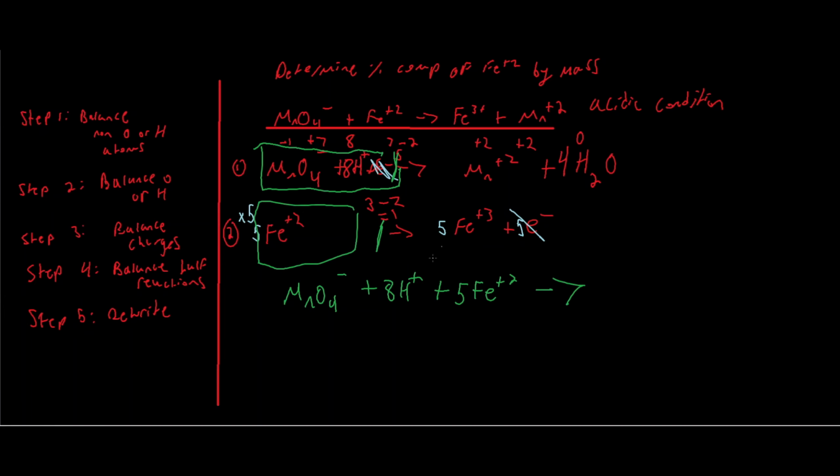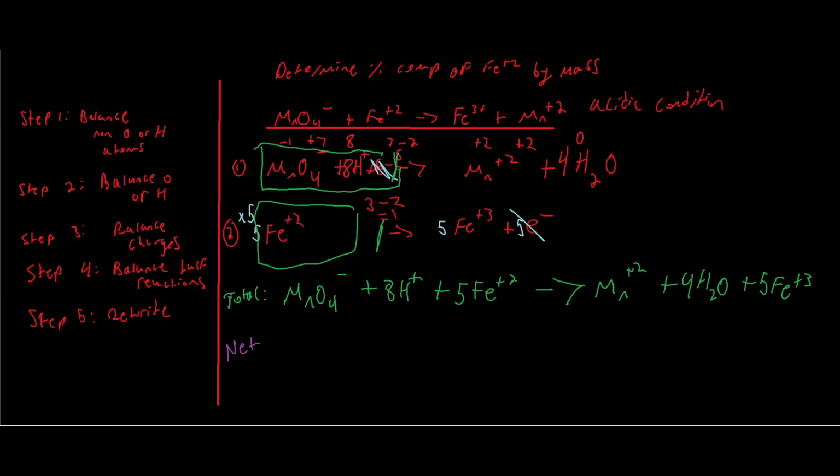And the same goes for the right side. So now that we have rewritten our left side, we are going to also rewrite our right side. So that would become Mn+2 plus 4H2O plus 5Fe+3. And in purple, we are going to rewrite our net. This is our total ionic equation.